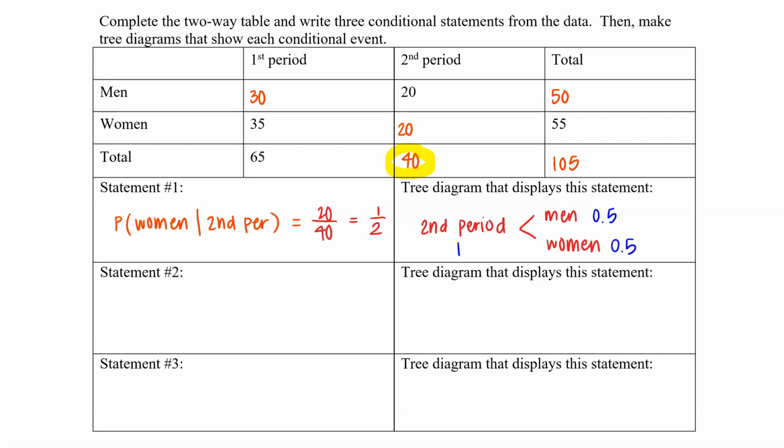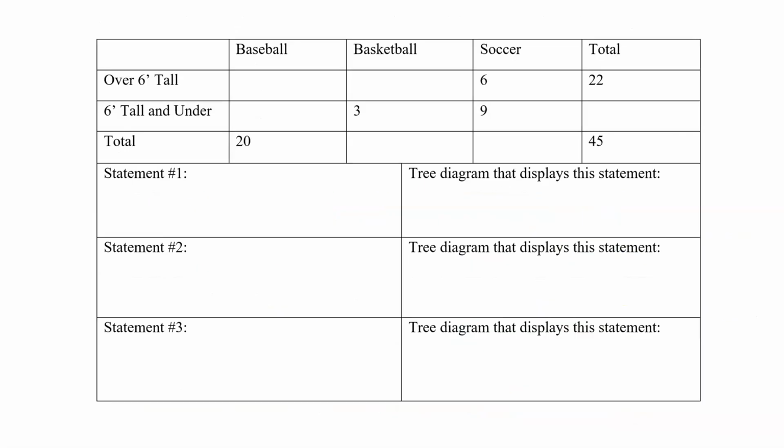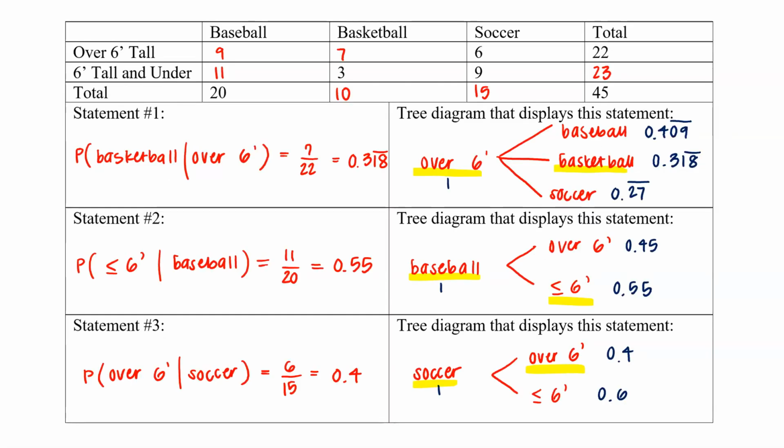Again, tree diagrams can sometimes be seen with totals to represent each of the categories, or they could be written as a proportion. Either way for all of the following examples are fine. Statement 2 and 3 are examples of possible solutions you can have. Please go ahead and complete the next example on your own. These are some examples that you can have for the conditional statements and the tree diagrams.